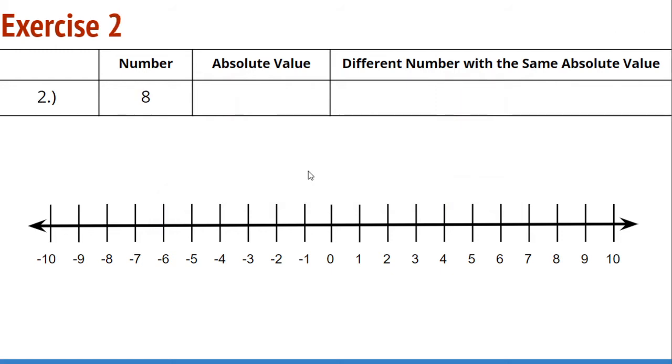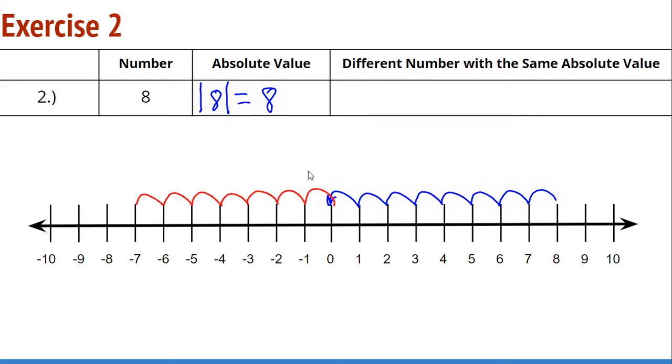Looking at 8. 1, 2, 3, 4, 5, 6, 7, 8. The absolute value of 8 is 8. Continuing on, 1, 2, 3, 4, 5, 6, 7, 8. The absolute value of -8 is also 8. This number and this number, this -8, both have the same absolute value. They are both 8 units from 0.